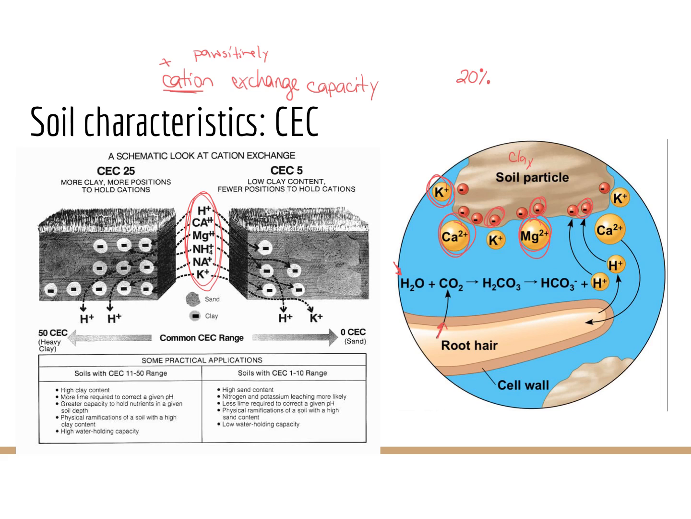So our maximum cation exchange capacity is going to be with 20% clay. Right? But if you have 10% clay versus 20% clay, the 20% is going to be better because that's going to lead to higher cation exchange capacity.